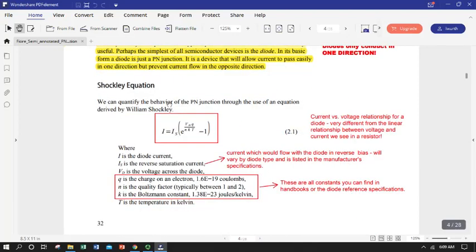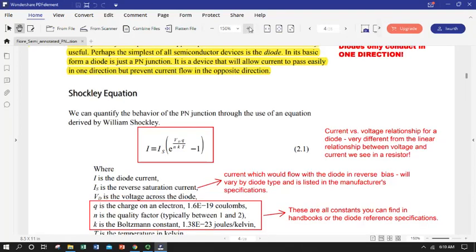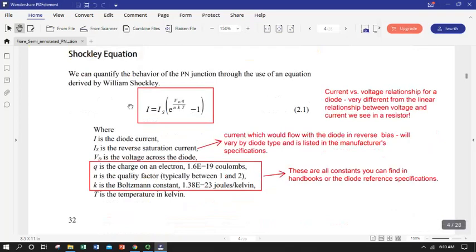Okay, so we can mathematically describe how that valve works in terms of some characteristics that we can look up about our diode or our PN junction, which is, again, what we're buying in a diode. And this is known as the Shockley equation or the diode equation. You'll hear that referenced in textbooks and other electronic studies.